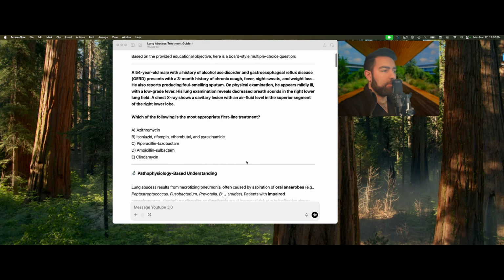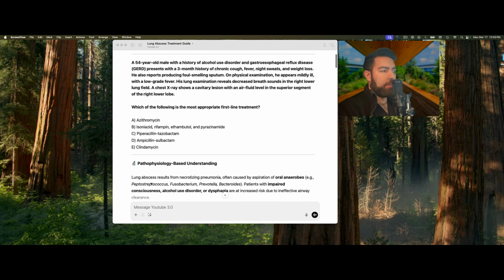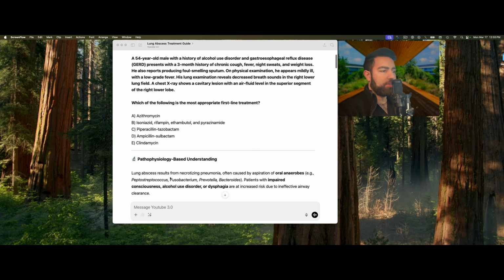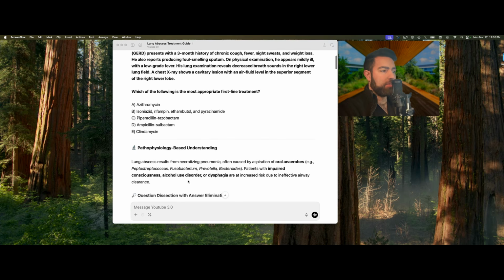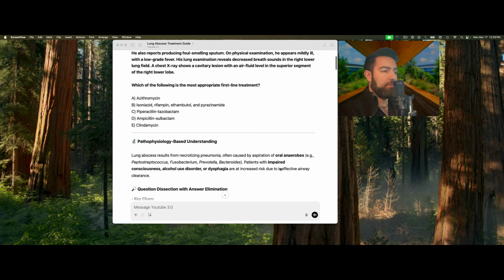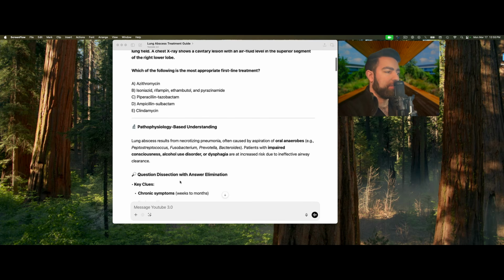All right, so this is a patient presenting with a lung abscess, correct? A lung abscess resulting in necrotizing pneumonia, most commonly associated with aspiration of oral anaerobes, and these bugs are Streptococcus, Fusobacterium, Prevotella, and Bacteroides. Patients with impaired consciousness, alcohol use, dysphagia are at high risk for these infections because of their ineffective airway clearance.